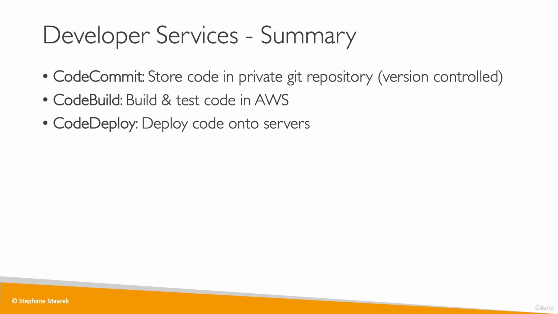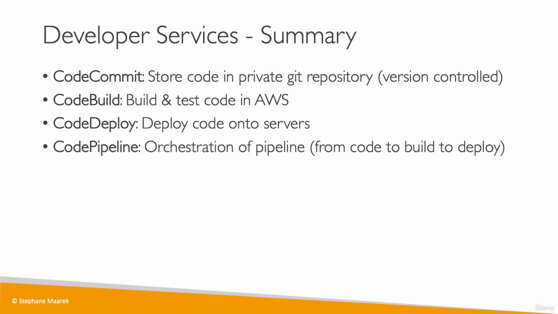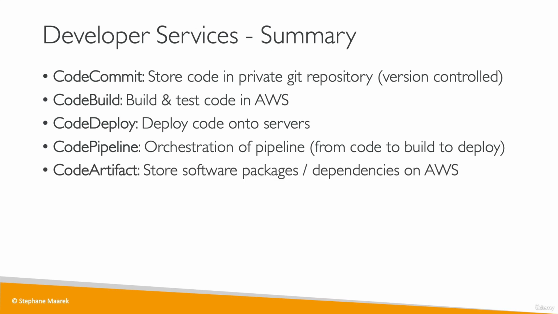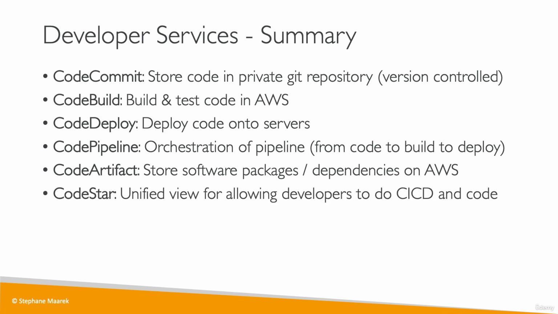So I bundle it both into the deployment and the developer services because they go along. CodePipeline to do the orchestration of a pipeline within AWS. So from your code to your build, to your test, your deployment, and your provisioning, and so on. CodeArtifact to store software packages and dependencies on AWS. CodeStar, which is giving you this unified view, one-stop shop to allow developers to do CI/CD and code directly.